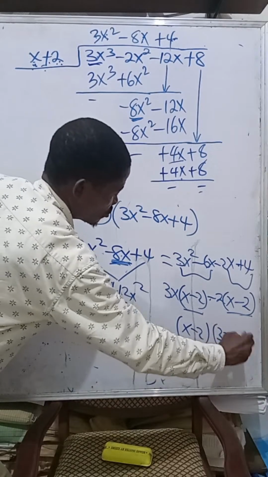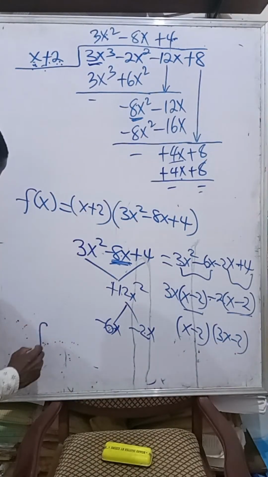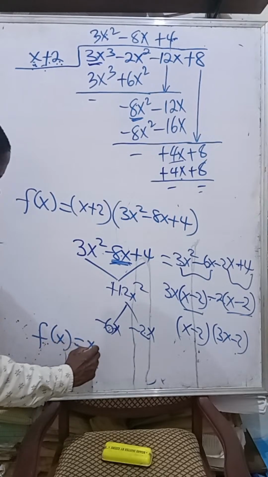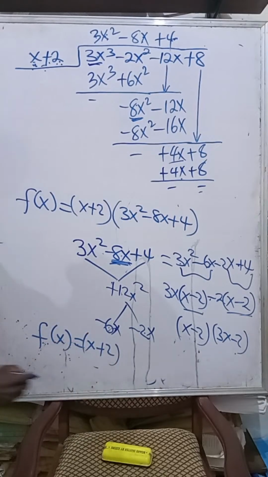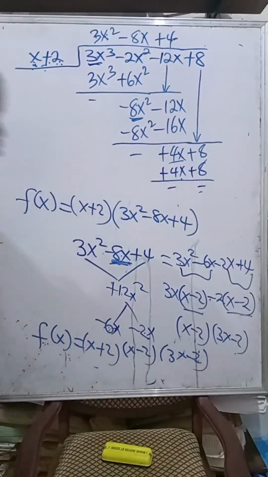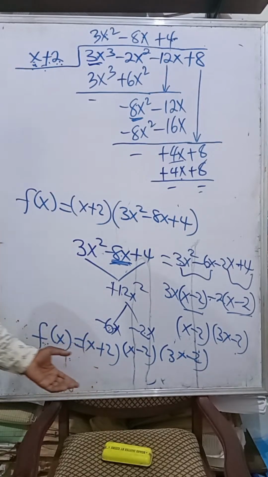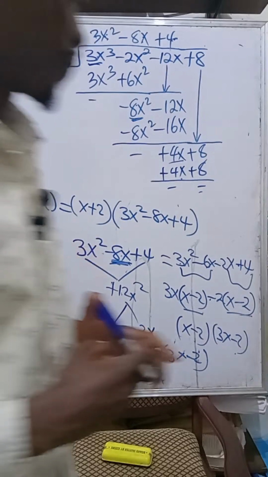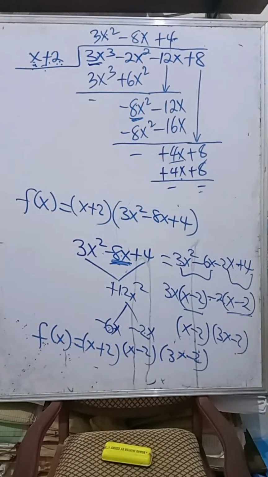3x minus 2. So on the final conclusion, your polynomial will be equal to x plus 2, and then x minus 2, and 3x minus 2. So that's the complete factorization of the polynomial. So that's that on this question. The next thing to do now is to go to remainder theorem. Then after that, we begin to solve as many questions as possible.